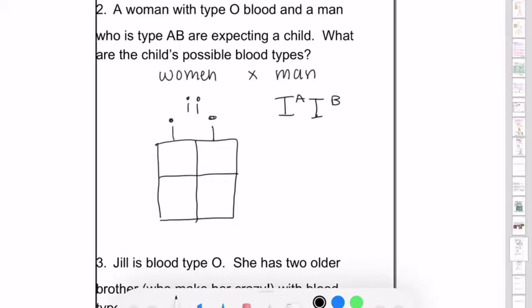Putting the little i's on the top, and these on the side. It really doesn't matter. And then you cross them. I always write the larger, the uppercase, the dominant one first, and that's what you should always do: write the dominant allele first.